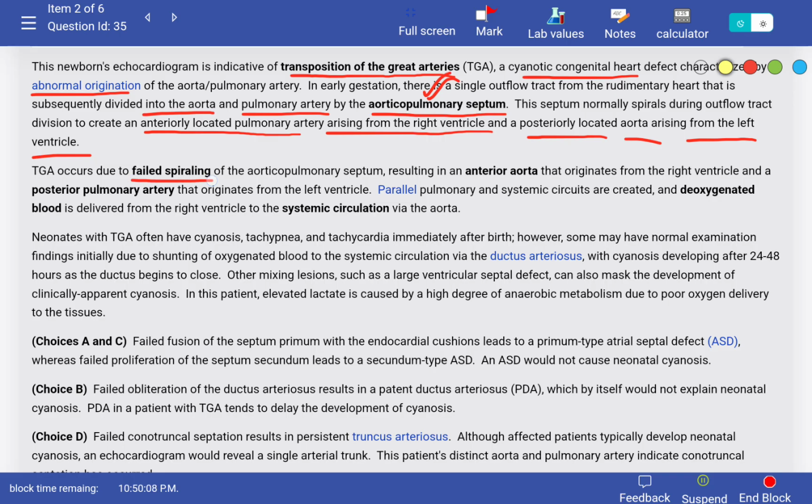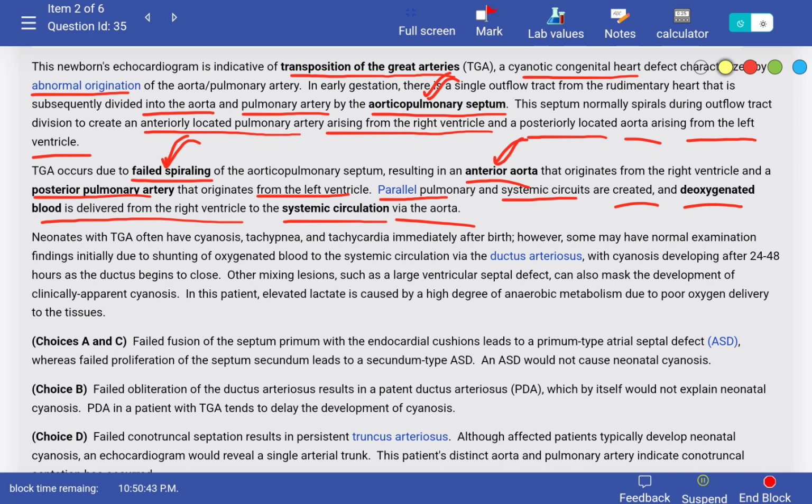TGA occurs due to failed spiraling of the aorticopulmonary septum, resulting in an anterior aorta that originates from the right ventricle, and a posterior pulmonary artery that originates from the left ventricle. And this is an abnormal procedure, right? So what would happen, as I mentioned, there will be parallel pulmonary and systemic circuits that are created, okay? And deoxygenated blood is delivered from the right ventricle to the systemic circulation via the aorta, okay?